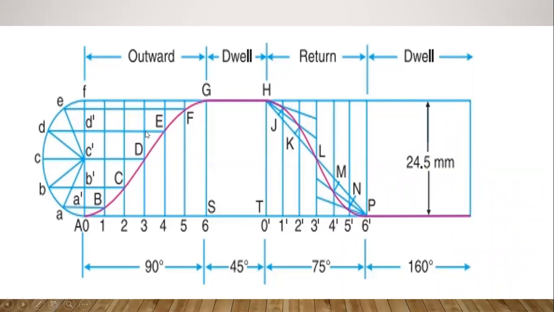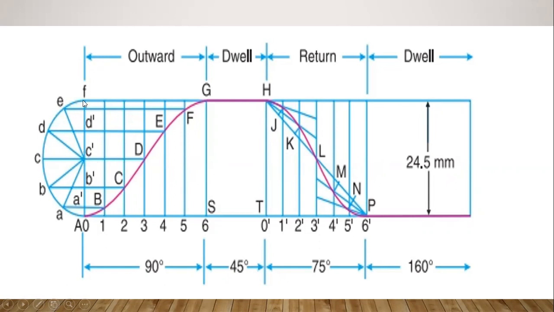First one is the outstroke, that is the outward motion. Second one is the dwell period. Third one is the return stroke, that is the return of the follower to its original position. And the last one is the dwell period again. So after dividing the four sections, you have to draw a semicircle here.